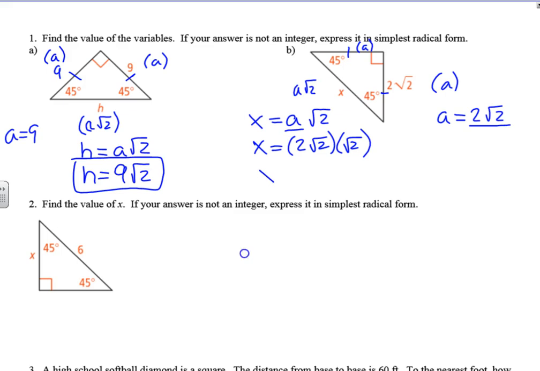Okay, if you have a calculator, this will put it all in. It'll give you one number. But here it would be 2, and then since the 2's are both under the radical, that would be the square root of 4. Square root of 4 is 2. So x equals 4. Okay, that gives us the length of x.